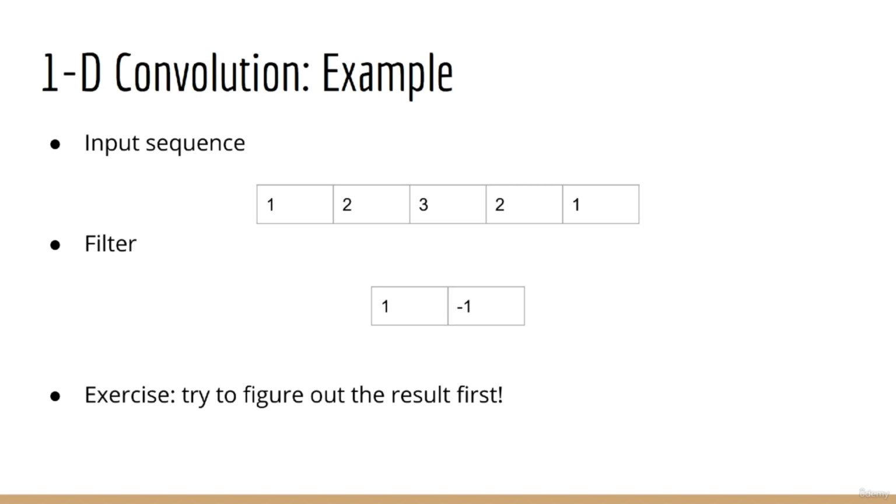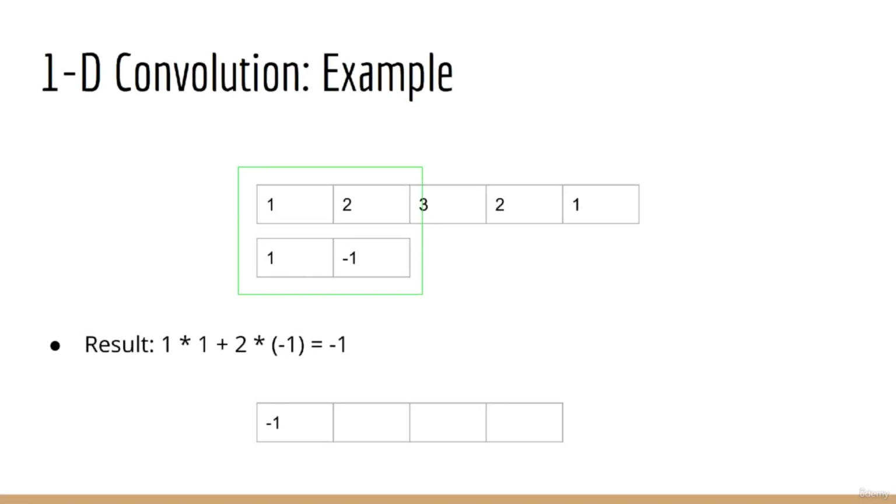Let's do a simple example. For the sequence data, we have 1, 2, 3, 2, 1. And for the filter, we have simply +1, -1. As an exercise, you might want to try to figure out the answer first before we move on to the solution. Okay, so here's what we get.